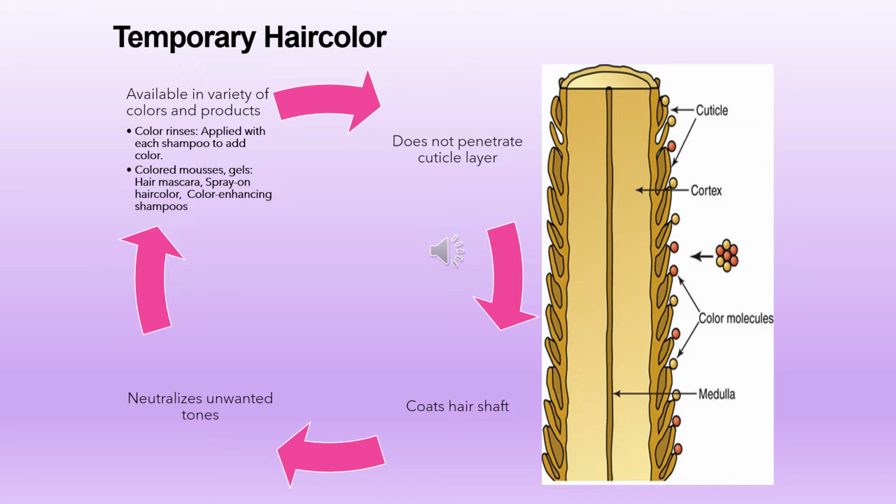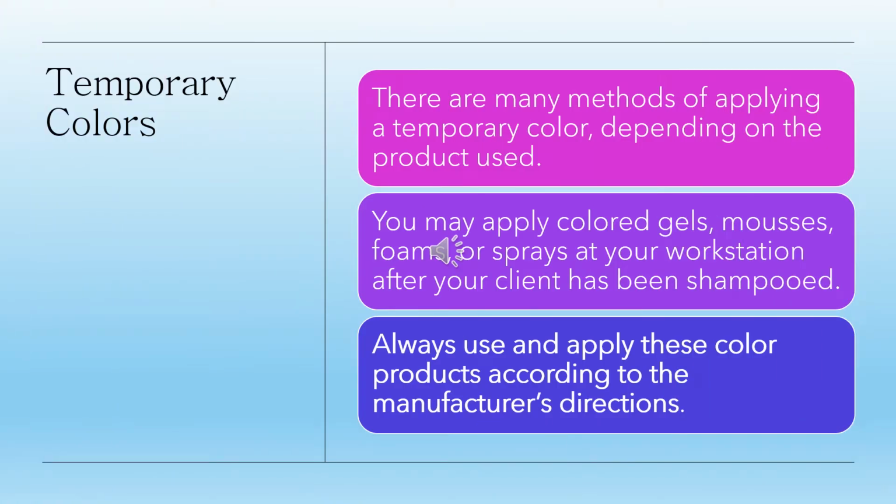So again, your temporary hair color comes in a variety of colors and different products that could be applied. And they do not penetrate the hair cuticle. Again, to reiterate about your temporary hair colors, they could come in many different forms. They could be applied in different ways depending on the products and how you want to use them. They could be colored gels, mousses, foams, or sprays at your workstation after the client has been shampooed. Always use and apply these color products according to the manufacturer's directions.